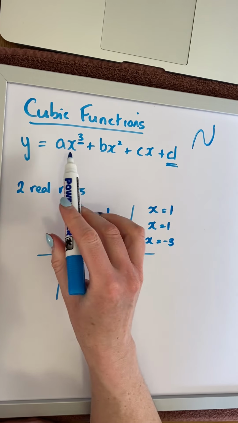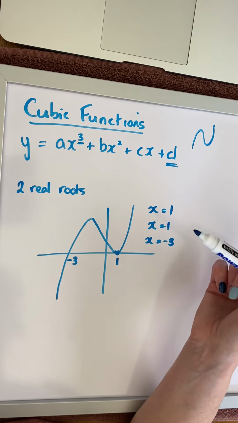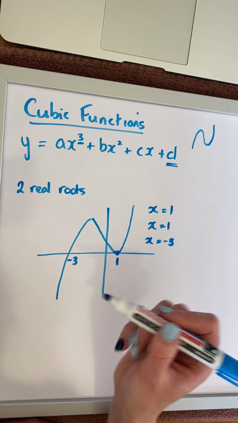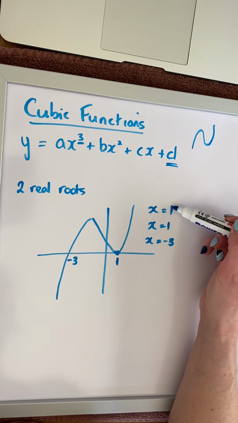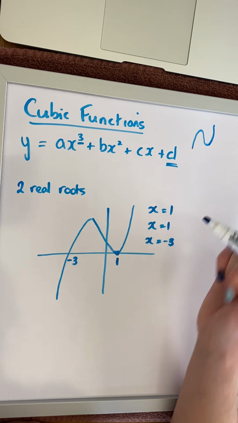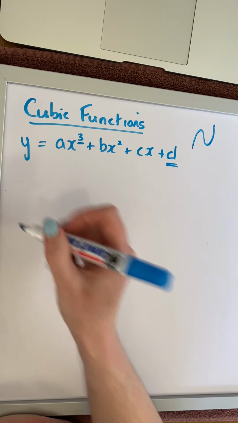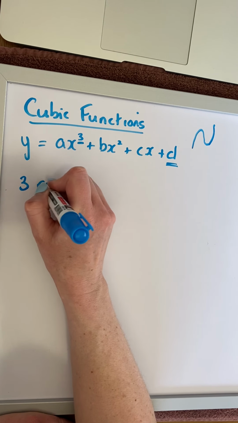Remember, in order to multiply out and get our cubic function, we have to have 3 roots. But in terms of this one, it's only 2 real roots because this root is repeated. Okay? Then we have cubic functions where we have 3 real roots.